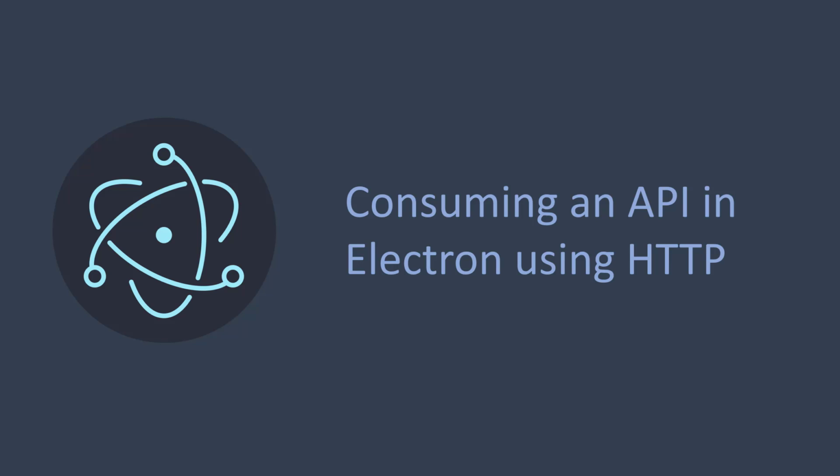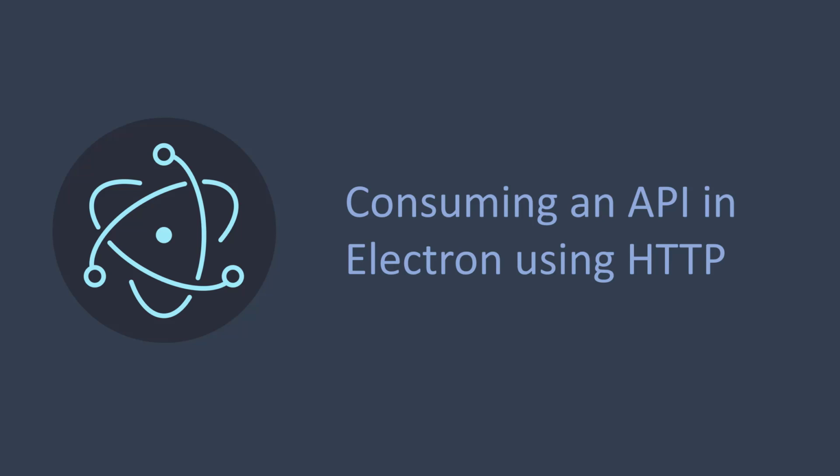In this video we are going to learn how to consume an API. It's going to be a JSON API. We're going to get JSON values from the API in Electron using HTTP. Electron actually gives you some options to get data from APIs.